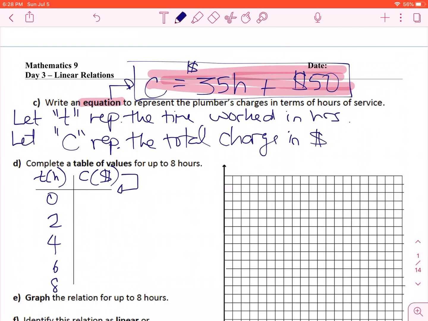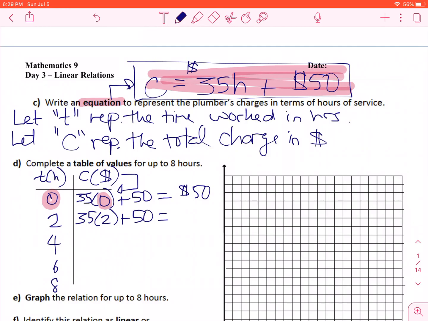So let's pretend I meet with the plumber and I spend 0 hours. I'm going to sub in 0 for H. Now I still need to pay for the $50 of that flat fee, because that's his charge. He or she still came over to sit down and assess the situation. Now we're going to see what happens if that plumber spends 2 hours.